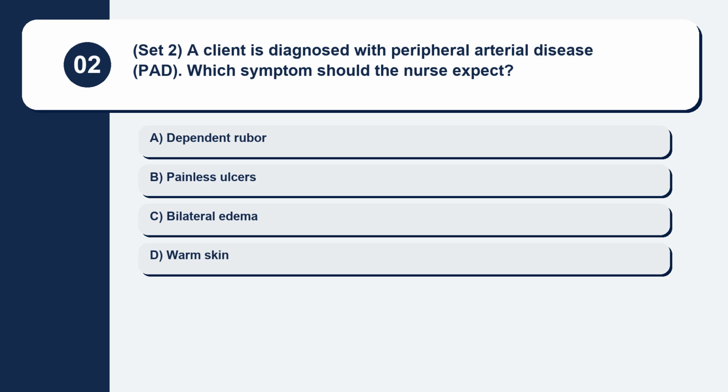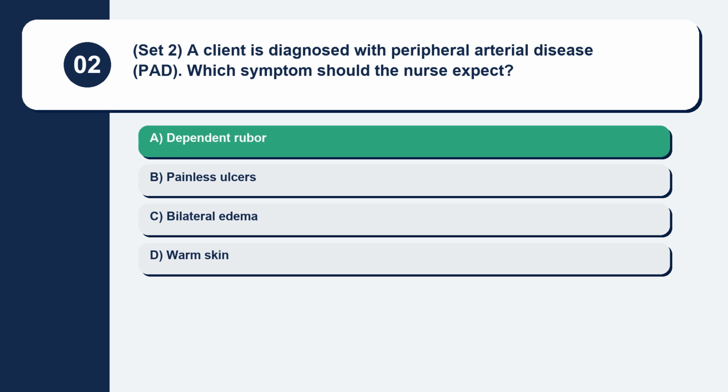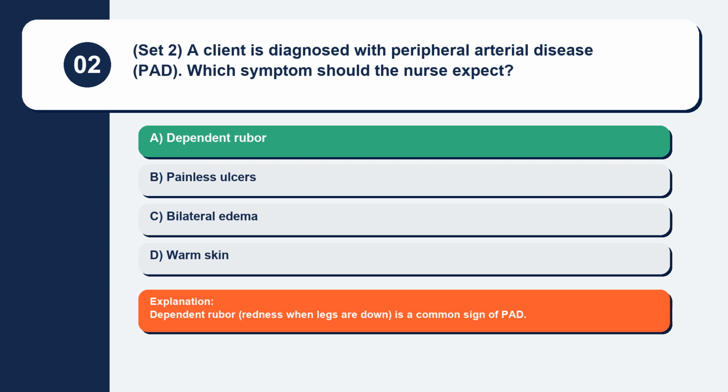Question 2. Set 2. A client is diagnosed with peripheral arterial disease, PAD. Which symptom should the nurse expect? Dependent rubor, painless ulcers, bilateral edema, warm skin. Dependent rubor, redness when legs are down, is a common sign of PAD.